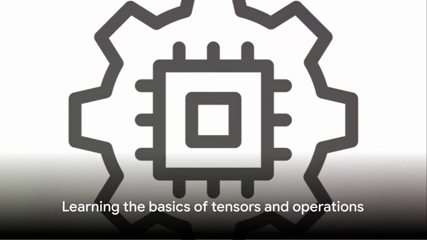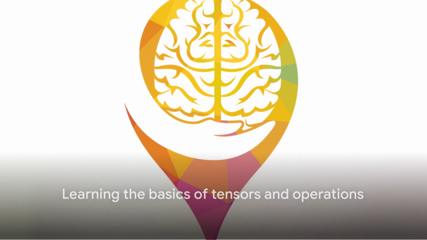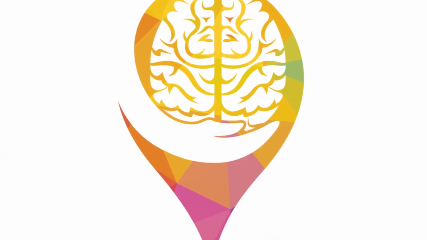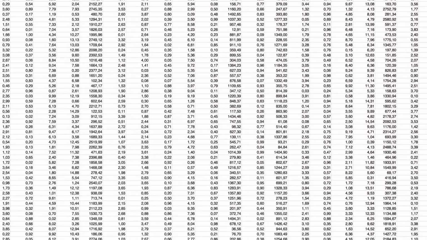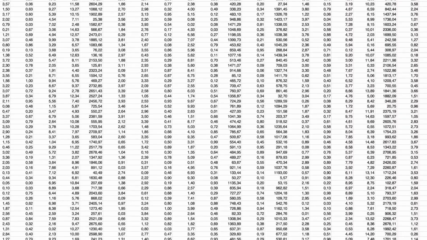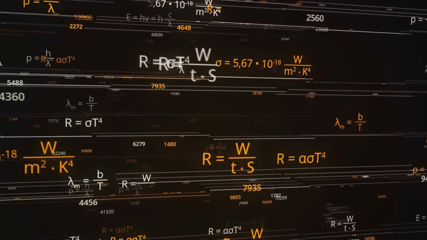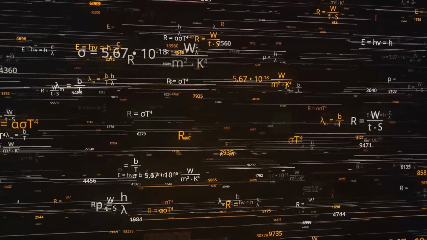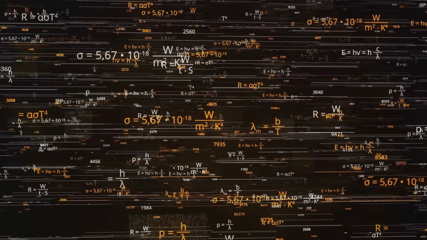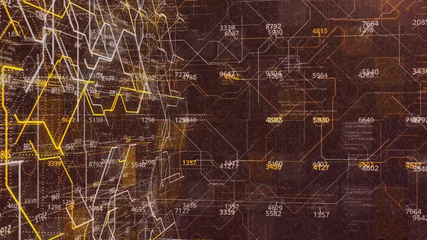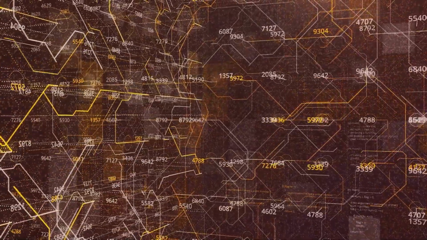A tensor is a multidimensional array of numbers, and it's the fundamental building block of TensorFlow. You can think of a tensor as a sort of high-dimensional spreadsheet filled with numbers. Operations, on the other hand, are functions that take one or more tensors as input and produce one or more tensors as output. By chaining together operations, you can create complex computations with tensors.